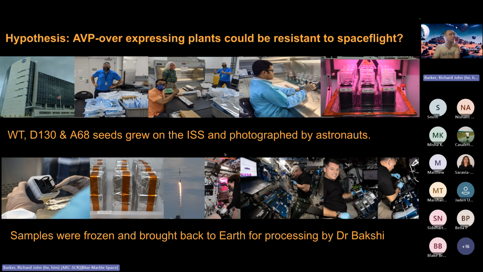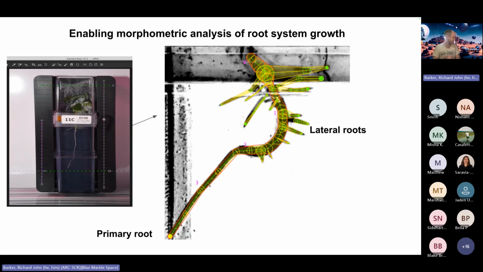The seeds were sown at the Kennedy Space Center by Dr. Bakshi. This was during the COVID era, oh golly. And the astronauts took some photos and sent them back to us. I'm rushing here because I wanted to get to the results and my cat's trying to jump onto my lap. So the photos that they sent back were awesome.